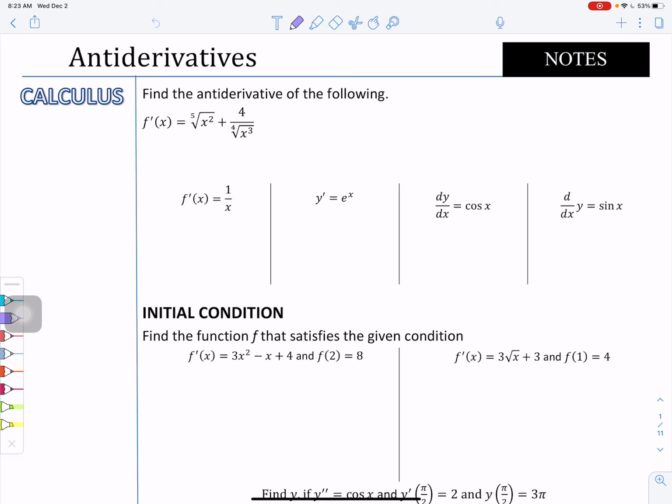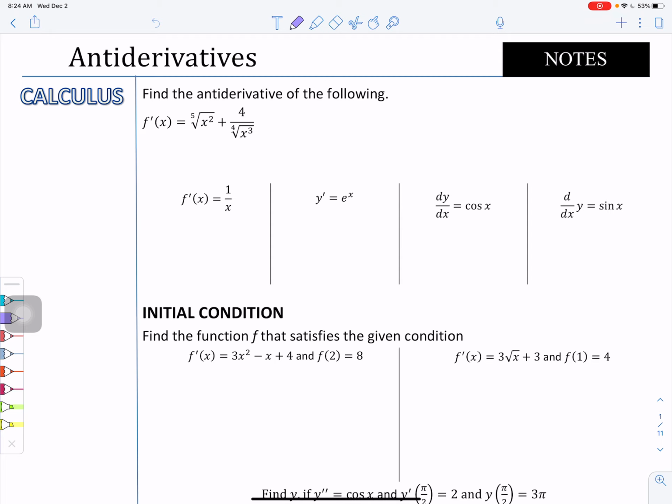This is topic 6.4, antiderivatives and the average value of a function. Part 1 is antiderivatives. We're going to begin with finding the antiderivative of the following functions. And as you notice, we're given f prime of x, so we're asked to find the original function. We're given the derivative, and we're asked to find the original function.